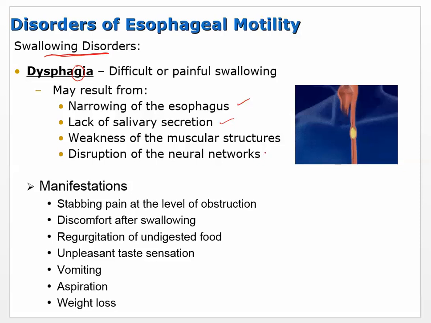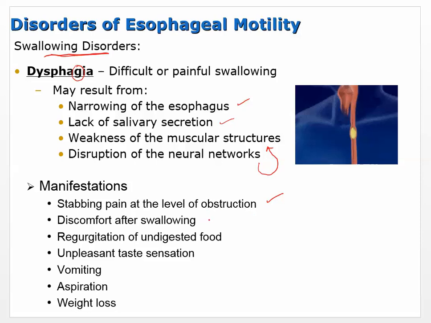And of course, disruption of neural networks is going to affect the musculature of the esophagus as well. So manifestation: stabbing pain at the level of obstruction. These are going to be associated with an obstruction because you're trying to swallow food, and that's going to be there. So wherever that gets caught up, I guess.